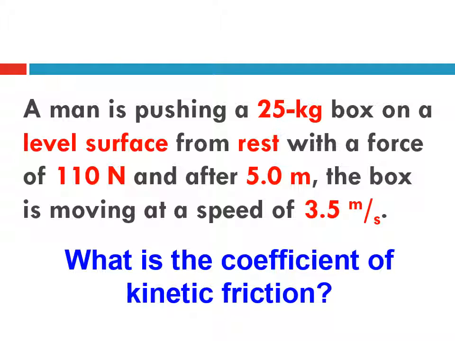Alright, so there's a lot of information given here. We have the mass given as 25 kilograms. It's on a level surface, which means our normal force is going to be pointed upward because our surface is horizontal. It starts from rest. That means our initial velocity is going to be 0, and it says after 5 meters, so our displacement's 5 meters. After that, it's going to be 3.5 meters per second. That means it's going to be the velocity afterwards, which is our final velocity. And it says we're applying a constant force of 110 newtons.